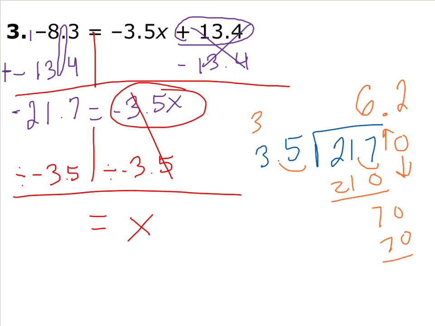And again, don't forget, over here, our two signs were the same. We have negative 3.5 and negative 21.7. That means, since our signs were the same, my answer has to be positive, so we're going to get 6.2. Alright, that one is a little bit more difficult because we were dividing by decimals, but again, nothing terrible. Alright, let's move on to our last example.